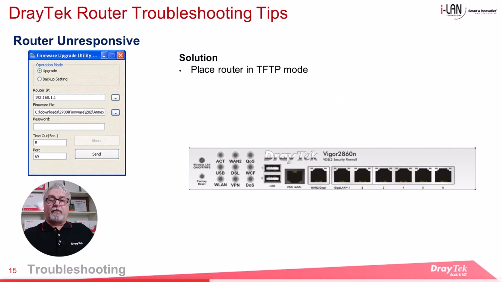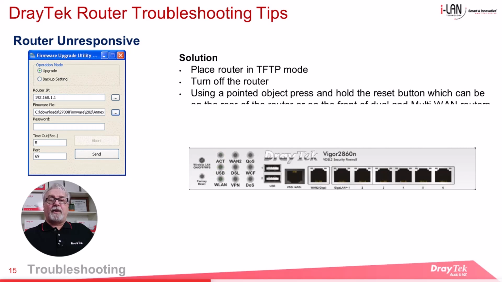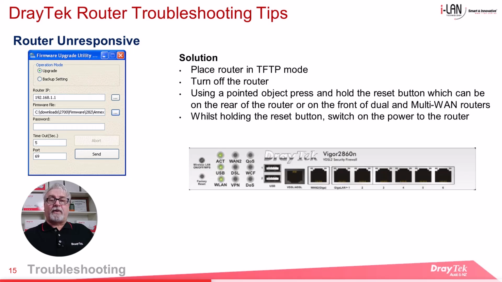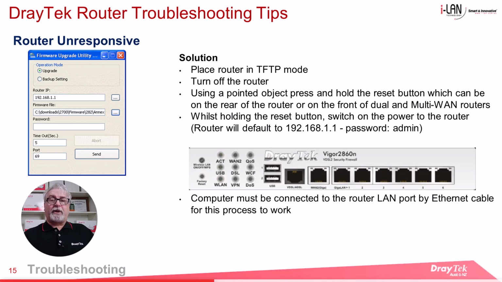You'll first need to put the router into TFTP mode. That involves first switching off the router, then switching it on again while pressing the factory reset button. When in TFTP mode, the router will default to 192.168.1.1 and the password will be admin. The computer will also need to be connected to the router LAN port, and you'll need to configure the PC with a static IP address.